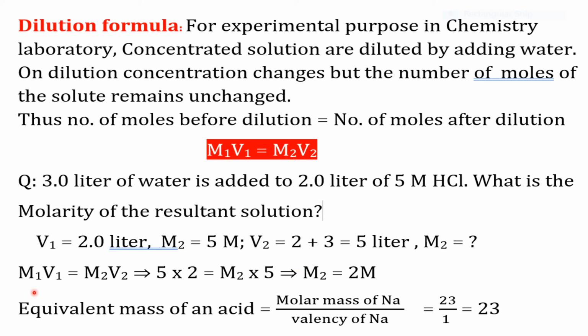So M1V1 equals M2V2 implies M1 is 5, V1 is 2. 5 into 2 equals M2, which we have to find, and the volume of the resultant solution is 5. Therefore, molarity of the final solution of 5 liters of solution is 2 M.